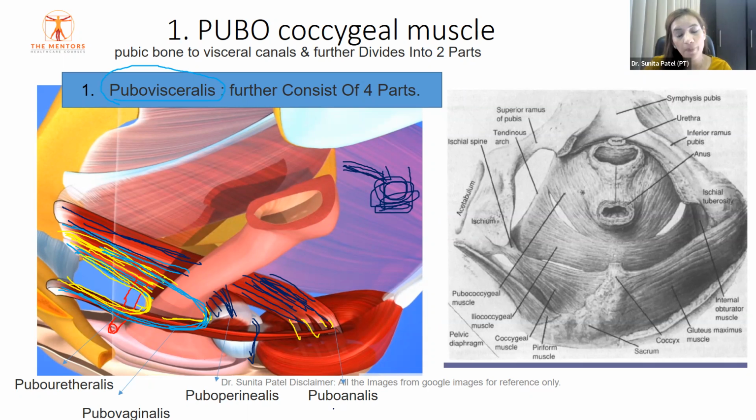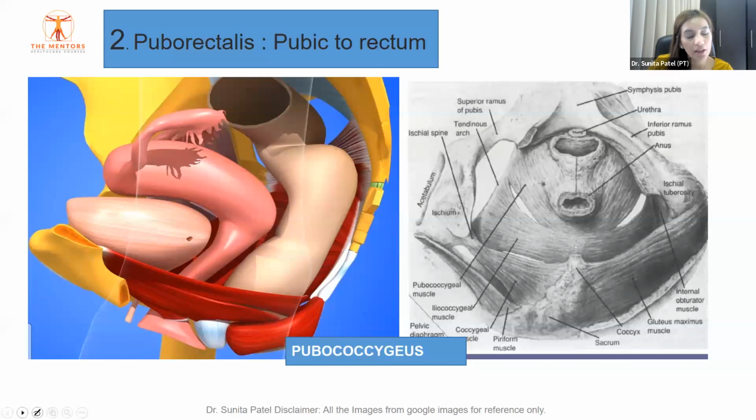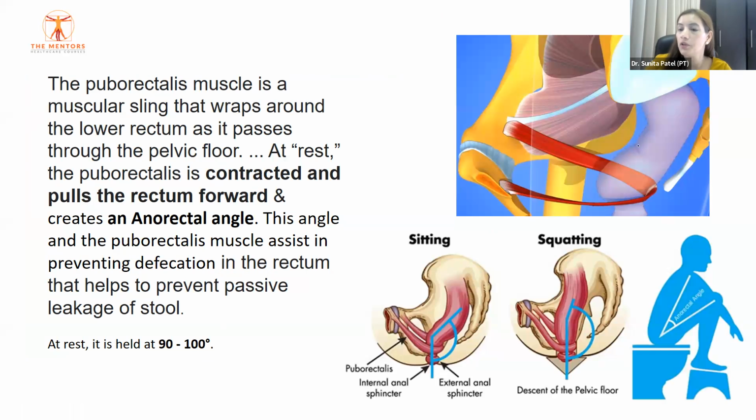So this is the fourth part, puboanalis muscle fibers. After going past this muscle, there will be another organ, which is the rectum. So this is not going around the anal canal. This is going and creating a loop around the rectum, and we call this muscle the puborectalis muscle. It will keep coming from here and wrap around the rectum like this, and merge with the opposite muscle. So more looping of this.